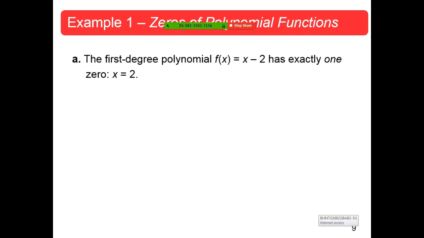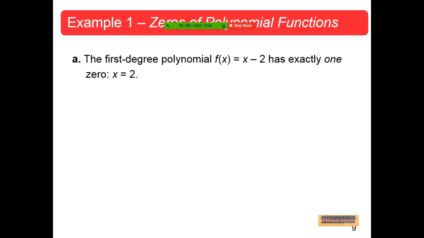So here's example 1, bottom of page 152. And by the way, this one's also located at larsonprecalculus.com. You can see an interactive version of this type of example. Okay, so the A part here. The first degree polynomial, f of x is equal to x minus 2. Okay, what they just told you it was first degree.